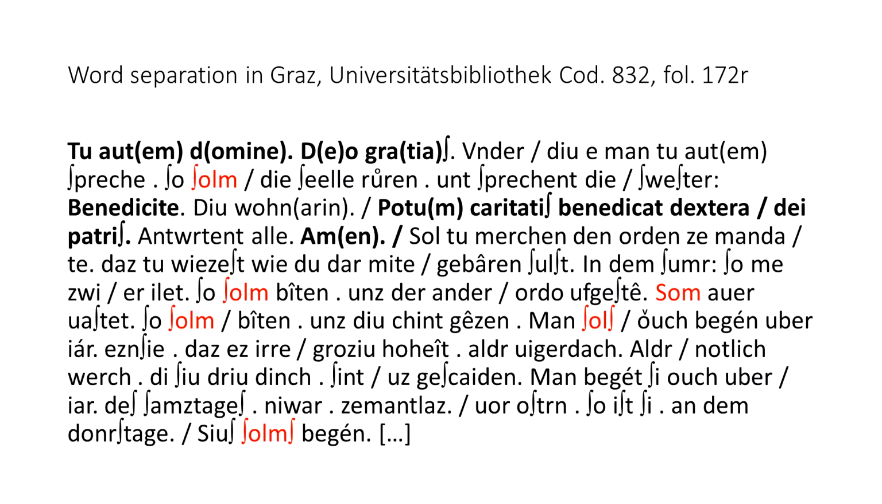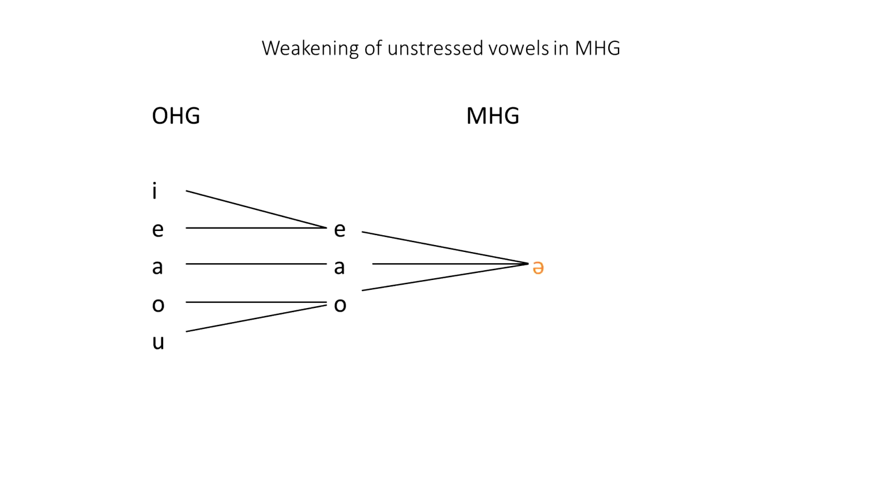Weakening of unstressed syllables. Unstressed syllables are syllables outside of the main accent in the stem syllable, regardless of whether they occur in derivational affixes or in inflectional endings. While in Old High German, all long and short vowels still occur in unstressed syllables, these vowels are weakened to a schwa sound in the transition to Middle High German. The process can be represented schematically, as follows.